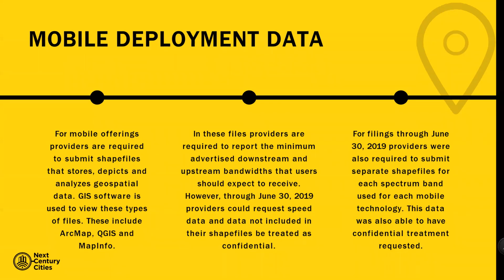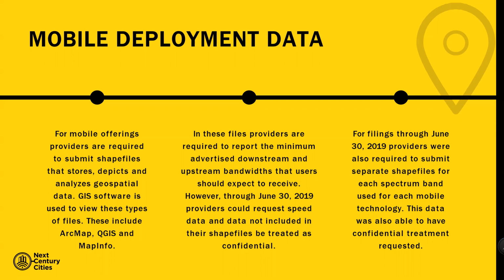So for mobile deployment data, it's slightly different. Mobile providers are required to submit shape files that depict and analyze geospatial data. And to view these types of files, GIS software is required. These types of software include ArcMap, QGIS, MapInfo, and the like. In these files, providers are required to report what the minimum speeds are that users should expect. However, through June 30th of 2019, providers could request that this data be treated as confidential and therefore it wouldn't be released publicly. That makes looking at historical data slightly different because there may be gaps or it might just not be there at all.